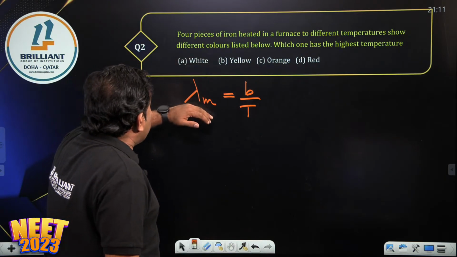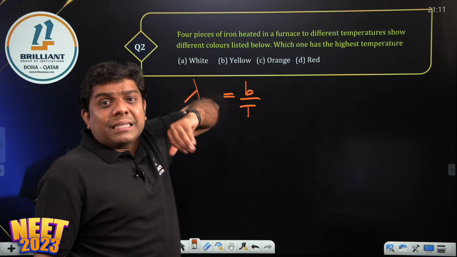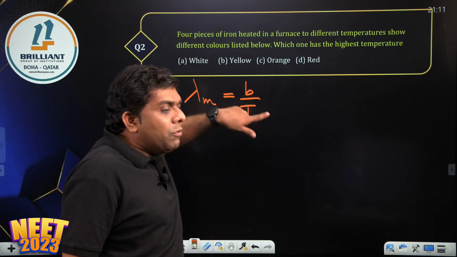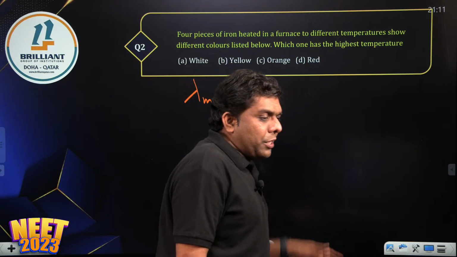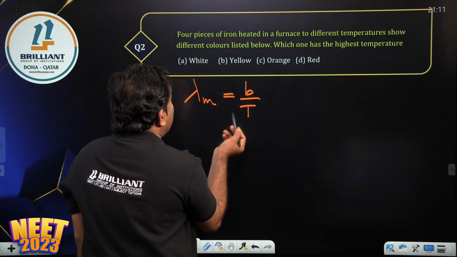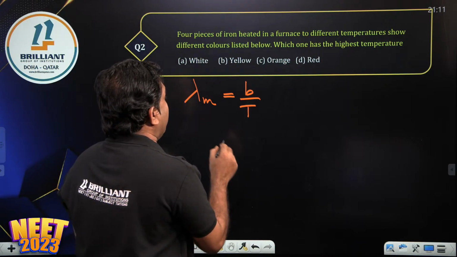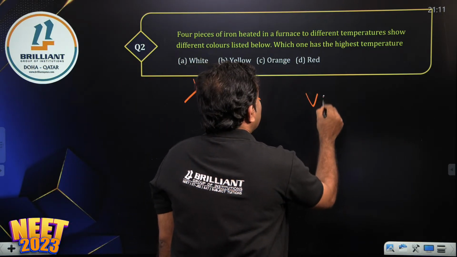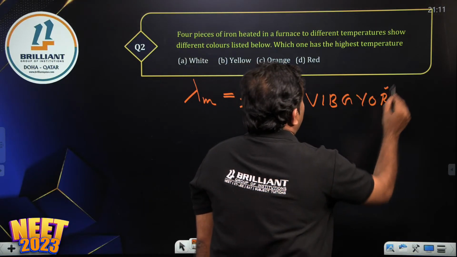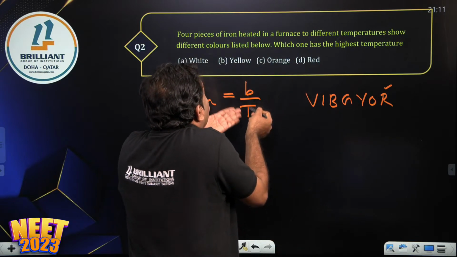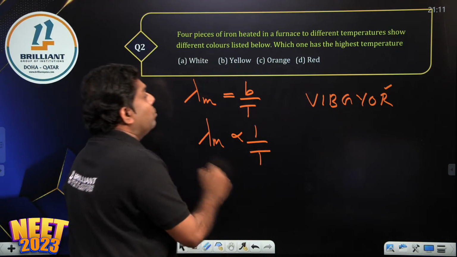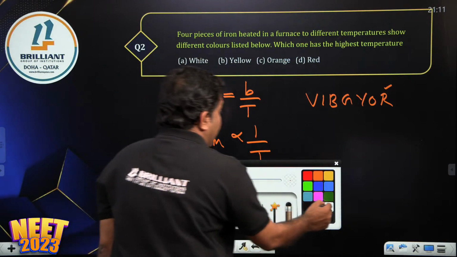So the maximum wavelength, or we can say the wavelength corresponding to the radiation having maximum intensity, is inversely proportional to temperature. Now if you are considering the picture here, temperature is inversely proportional to wavelength. So if you are considering the 7 colors VIBGYOR, we know that red has the highest wavelength. So the highest wavelength will have the least temperature, because lambda is inversely proportional to temperature. So in this example, it's very clear.